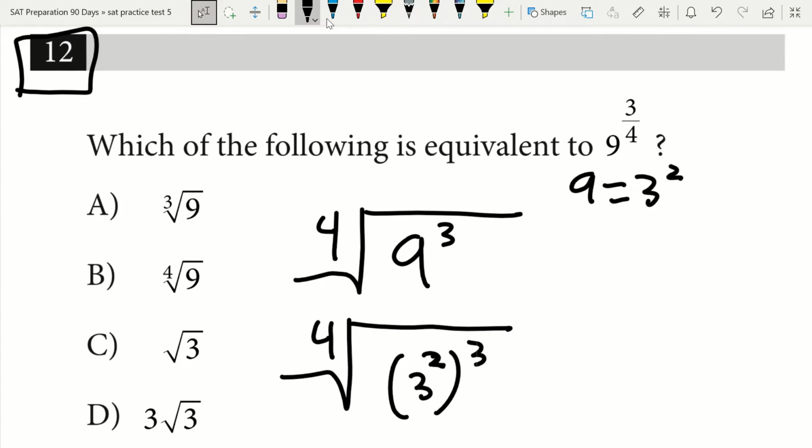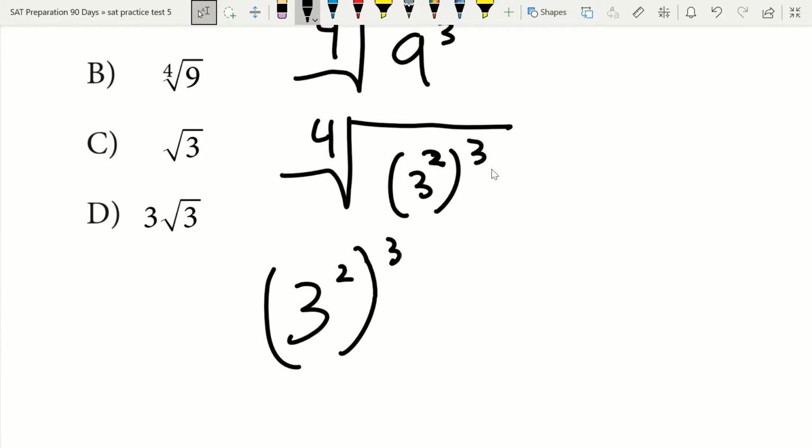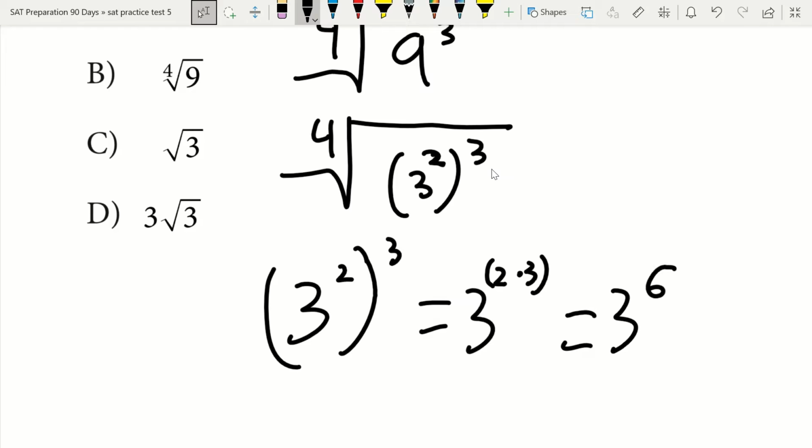One thing that we know with exponents is that when we have something like 3 squared raised to the third power, and I'll rewrite that, 3 squared raised to the third power, anytime we have a power raised to a power, we multiply them. So that's going to equal 3 to the power of 2 times 3, which is 3 to the 6th power. So now we have the fourth root of 3 to the 6th power.